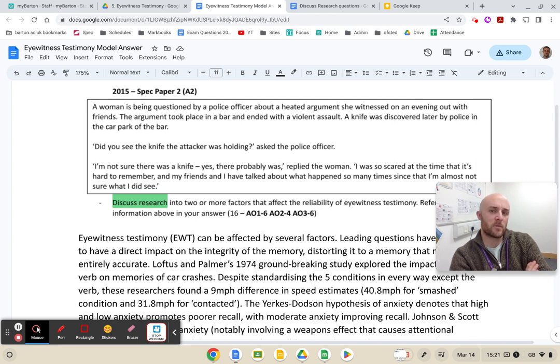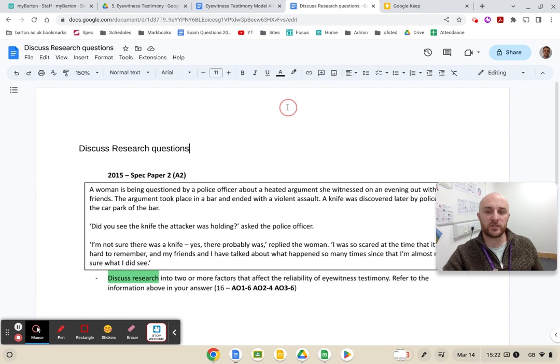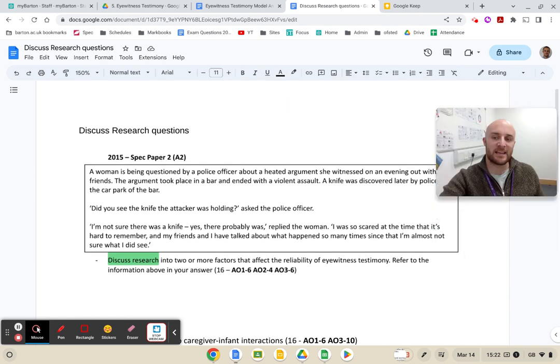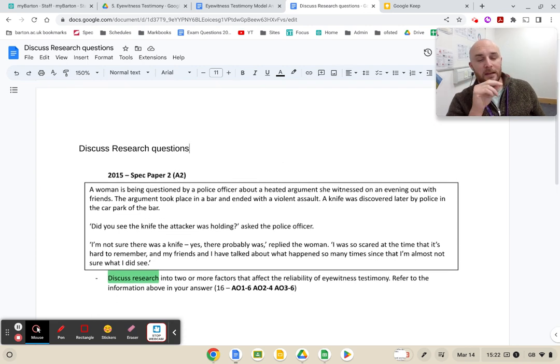But I want to introduce you to what's called the discuss research question. Often you're asked to discuss studies, or you're asked to discuss theories or treatments, but occasionally you're asked to discuss research. I want to show you this example. This comes up quite often in eyewitness testimony, in memory, and it's got a stem about a violent incident in a pub, or bar or something.